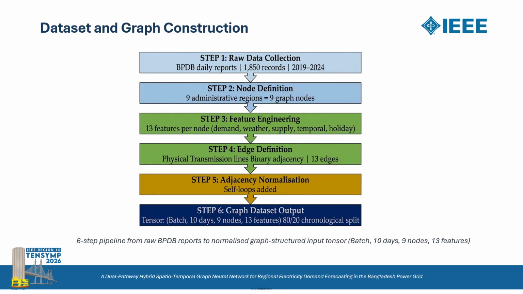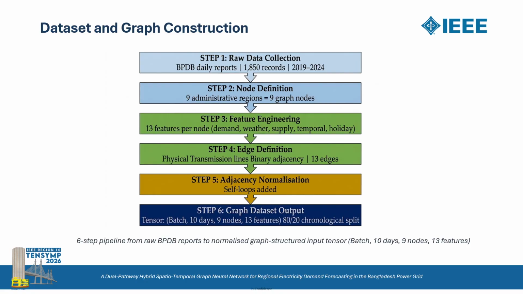This slide shows how we prepare the data. The pipeline has 6 steps. It begins with raw daily generation reports from the national utility and ends with a normalized graph structured input tensor. That tensor has 4 dimensions: batch size, a 10-day history window, the 9 regional nodes, and 13 features per node. Those 13 features combine demand history, weather data, fuel supply constraints, and calendar information such as holidays.